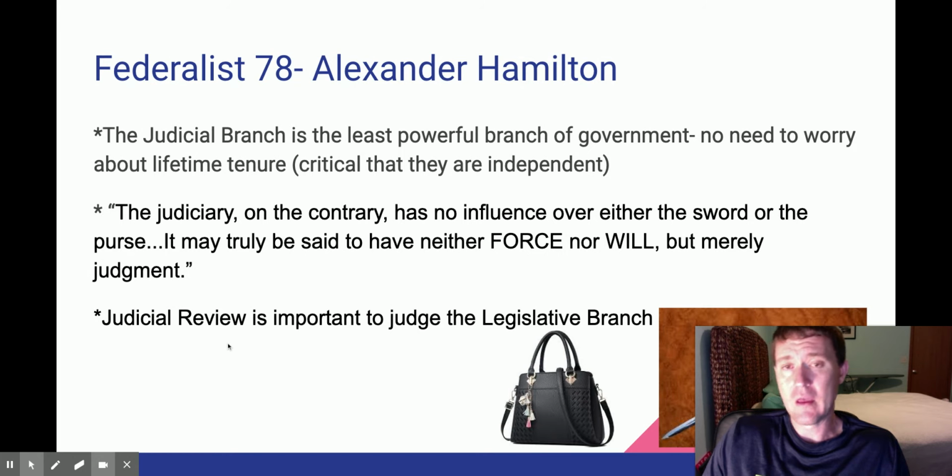Judicial review is important. You should know that judicial review isn't initially recognized when the government starts after the Constitution is ratified. It's not till Marbury v. Madison that that's going to take place. But Hamilton is calling for it right here. He's saying, look, the judicial branch is important. Don't worry about it. They need to be independent, with lifetime tenure. They don't have the power of the sword or the purse.